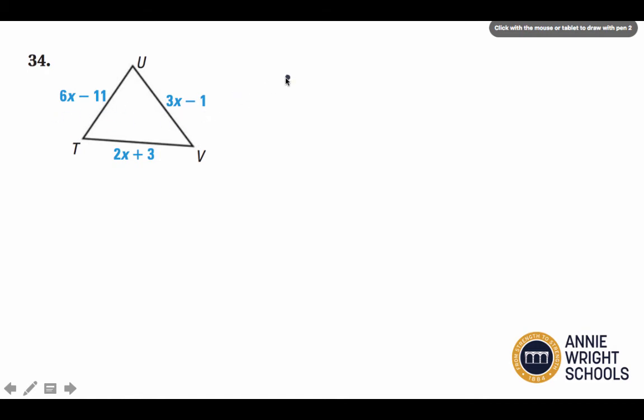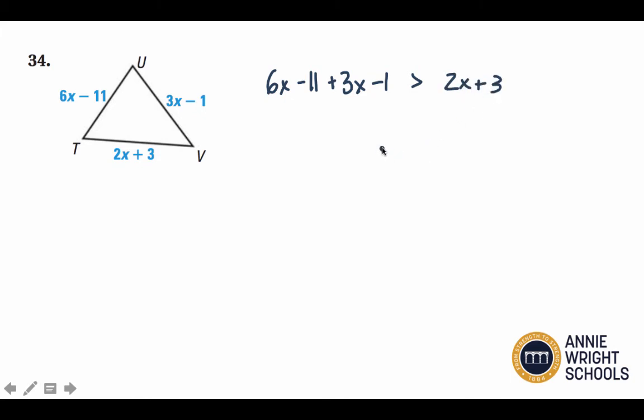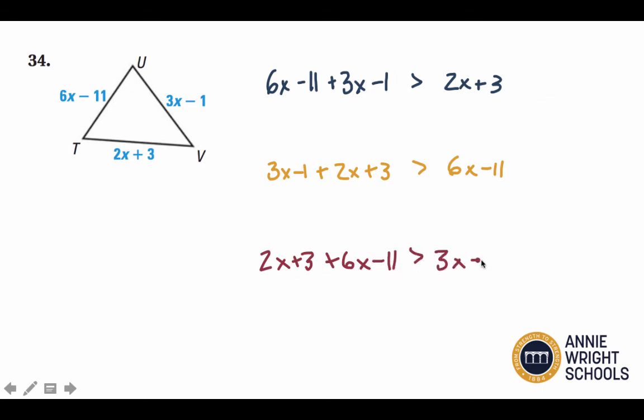If I just write the three equations here, so I pick any two sides and I say those two sides have to be bigger than the third. So 6x minus 11 plus 3x minus 1 has to be bigger than 2x plus 3. And I know that 3x minus 1 plus 2x plus 3 has to be bigger than 6x minus 11. And lastly, 2x plus 3 plus 6x minus 11 has to be bigger than 3x minus 1.